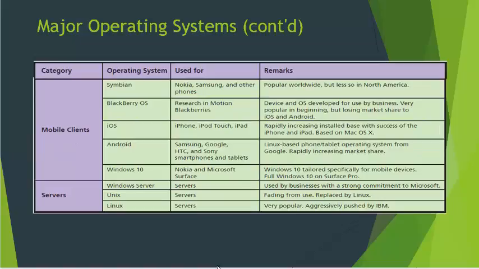Now on the previous slide, they were talking about non-mobile devices. So with mobile devices, you might have operating systems that might be called Symbian, BlackBerry OS, iOS, Android, Windows 10, which runs on their phones and stuff. Again, you might have servers here. You have Windows Server, Unix, and Linux. And this is special software for these type of servers. Now these aren't mobile operating systems. These are for big machines again.